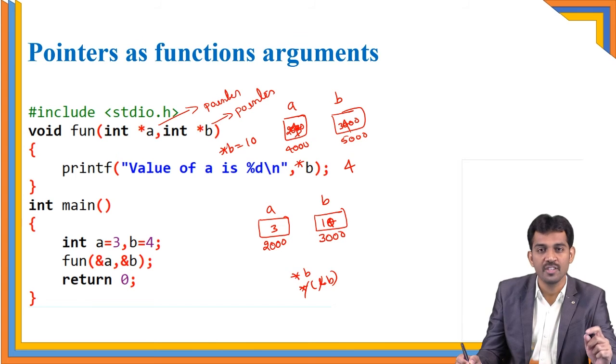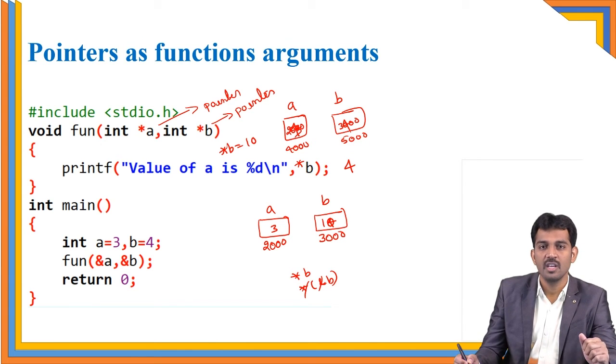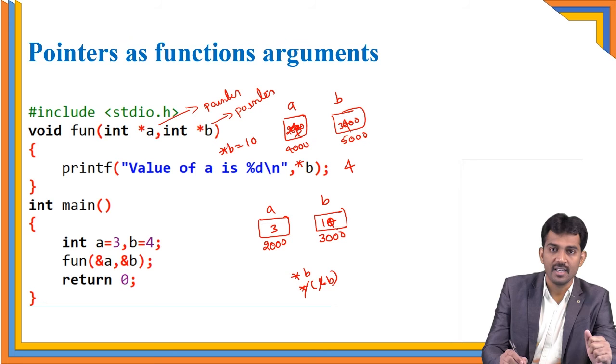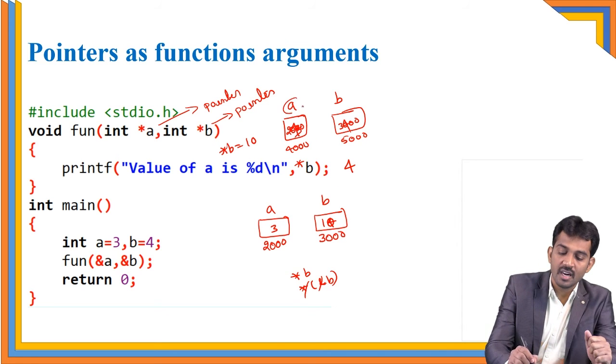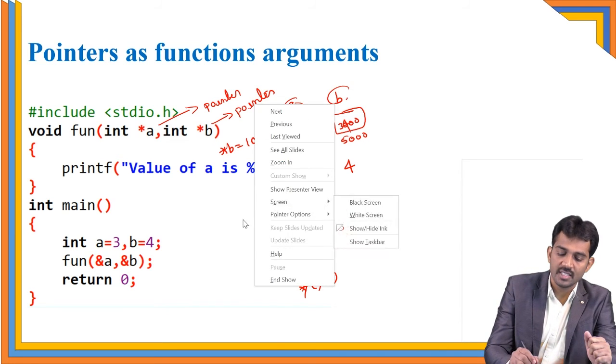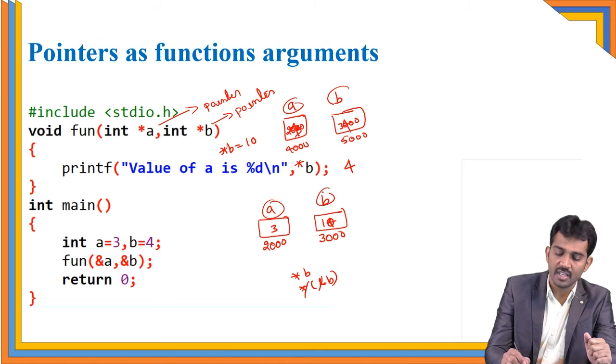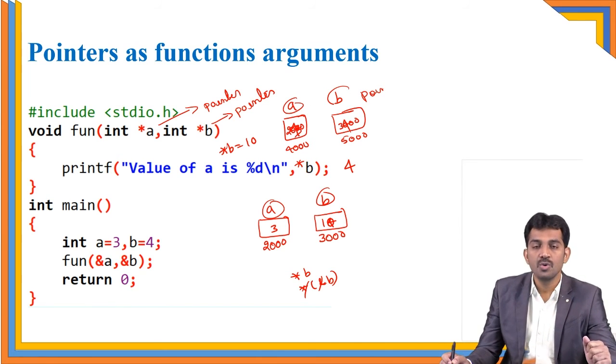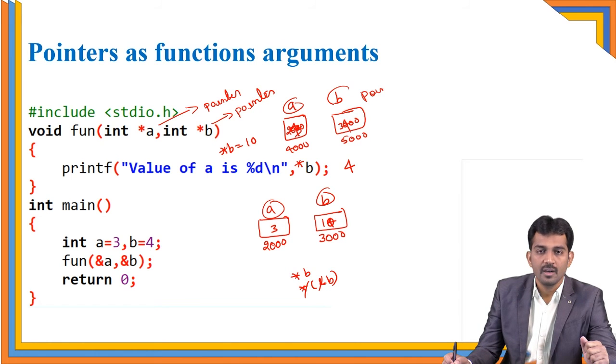Just remember the call by reference concept. What you did here is send the reference instead of the values. If you send the reference, it doesn't create a new variable for this a. See, this a and this a are different, and this a and this a are also different. These two are the pointer variables. Don't get confused here. I just used the same names, but both are different concepts.